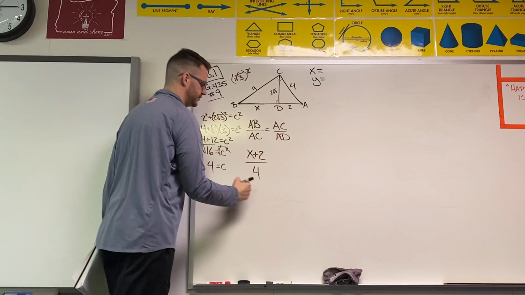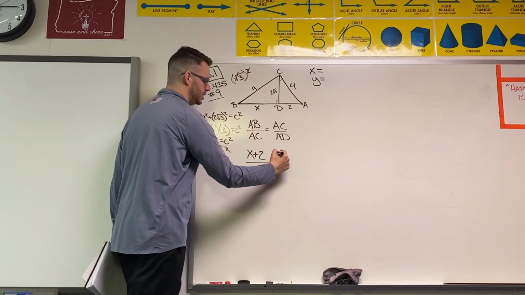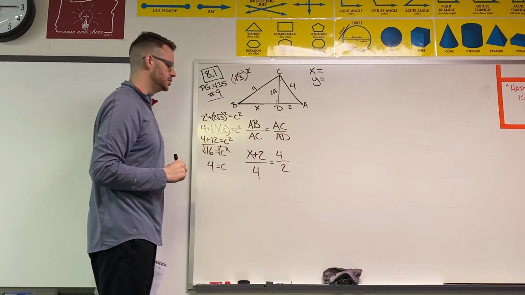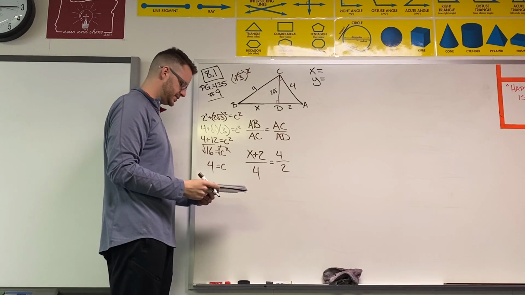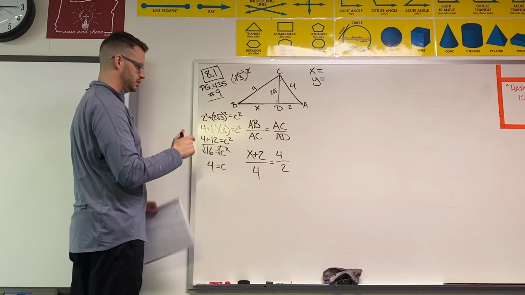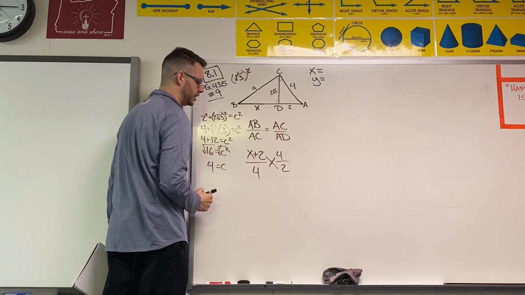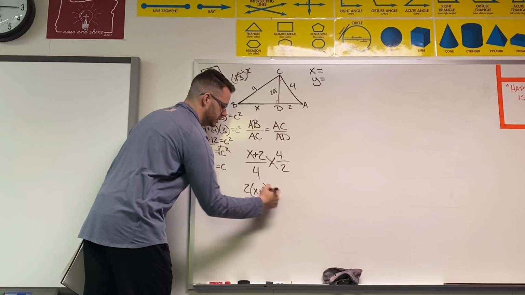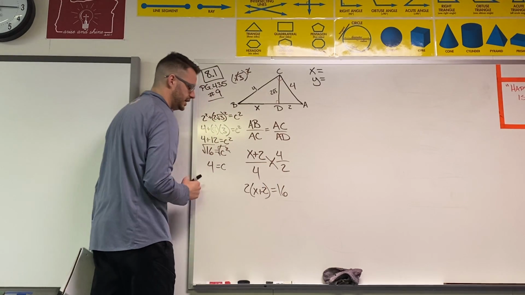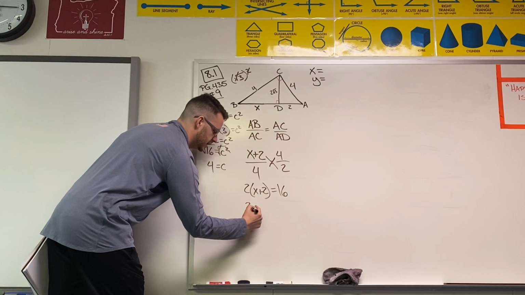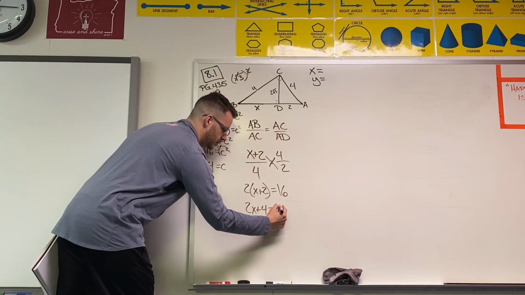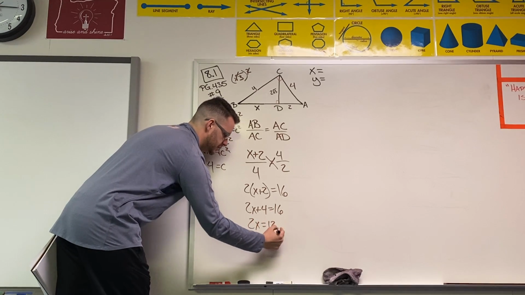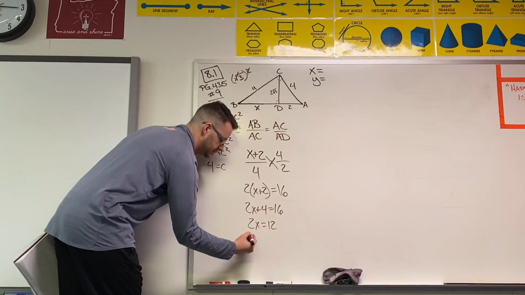So AC becomes 4, so we have x plus 2 over 4 is equal to 4 over AD, which is 2. So now in this case, if we go ahead and solve, we need to cross multiply, so we get 2 times x plus 2 is equal to 4 times 4, so 16. Distribute our 2, we get 2x plus 4 equals 16. Subtract our 4 over, 2x equals 12. Last step, divide by 2.